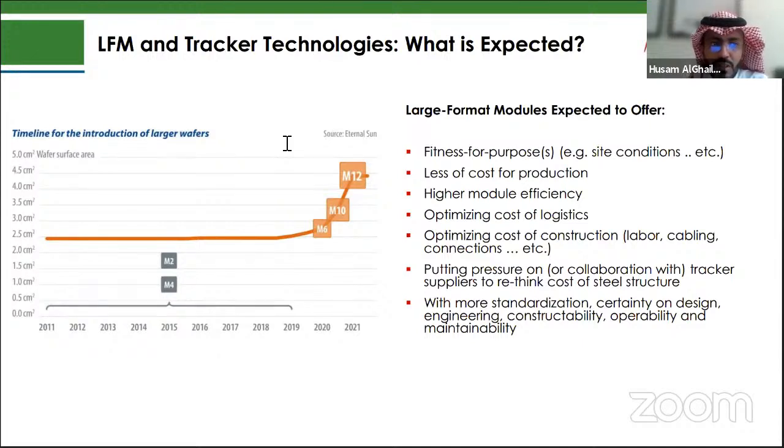Especially nowadays when we see that the cost of logistics has gone skyrocketing, and this means that availability of logistics is one issue, and then if we have them, the cost of shipping goods and materials through the oceans is not as easy as it used to be. So more focus on this area is expected with the large modules and tracker solutions.